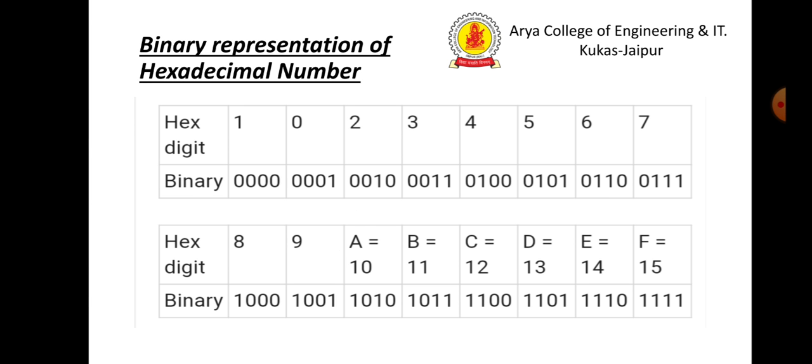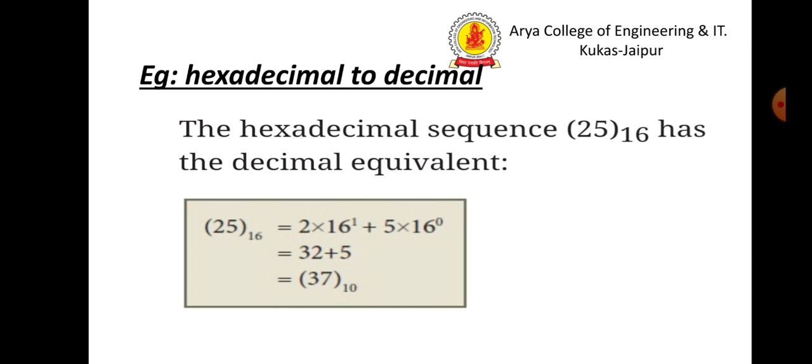Here is a binary representation of a hexadecimal. For each hexadecimal digit we put 4 binary digits.